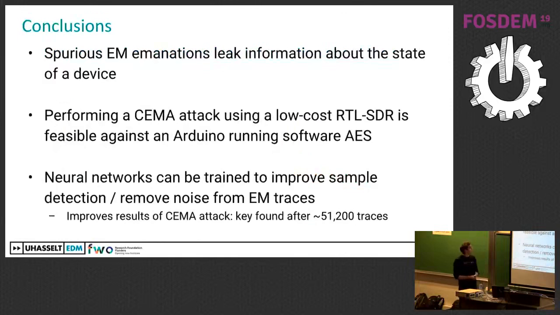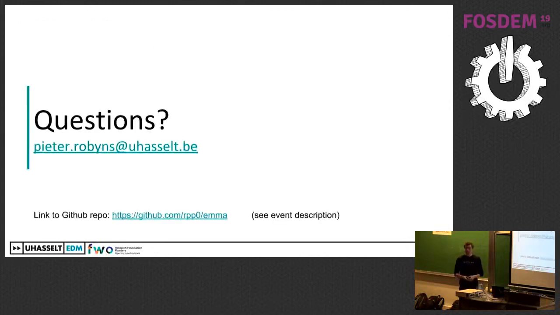So in conclusion, we've seen how spurious EM emanations can leak information about the state of a device. We've performed a CEMA attack using a low-cost RTL-SDR, and we've shown that it is feasible against an Arduino running software AES. And then finally, we used neural networks to improve upon this and essentially remove the noise from those traces to improve the CEMA attack. So looks like I finished a lot before my time, so thank you very much. And if you have any questions, feel free to ask them.